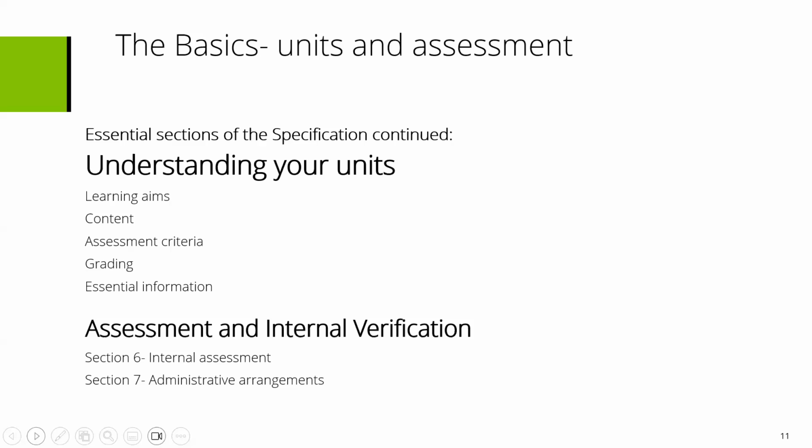You'll also see the assessment criteria that is marked at pass, merit, and distinction, and they are attached to the relevant learning aims. There's also information on how to grade the learner's work once they have completed, and some essential information around assignments and the assessment decisions. Within the specification, you'll also find information around internal assessments and the administrative arrangements of delivering that unit.